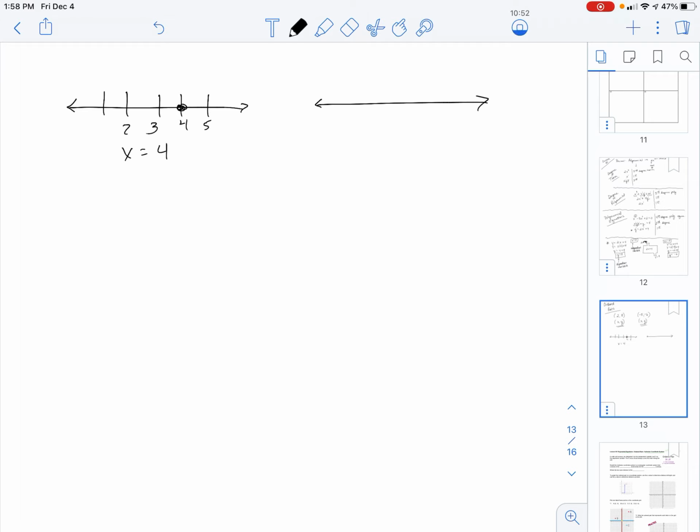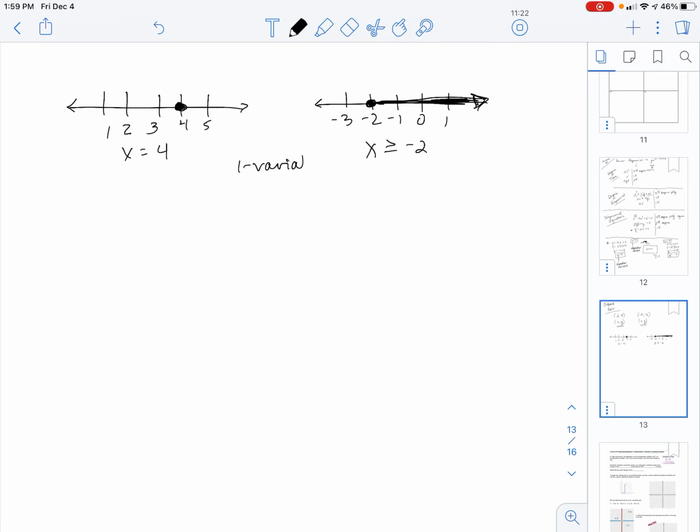Let's say here's 4, here's 5, 3, 2, 1. X equals 4, we would plot it like so. We might have to plot something that looks like this: X is greater than or equal to -2, and we know how to graph that as well. We would have a closed circle at -2, and we would state that X is greater than or equal to that by showing our line continuing in that direction.